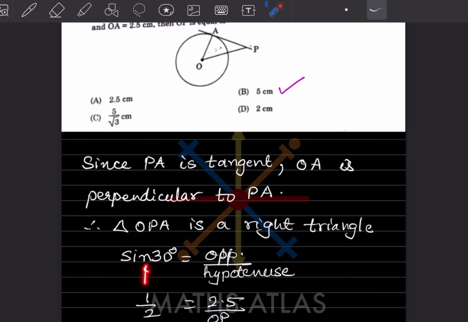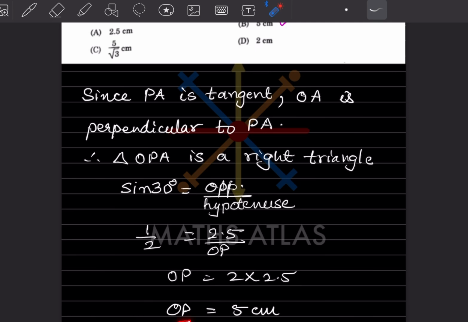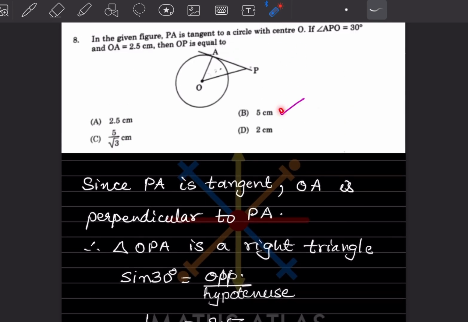And you know these are the standard values: sine 30 is 1 by 2. For 30, 45 and 60, the values are 1 by 2, 1 by root 2 and root 3 by 2. So this is going to be 1 by 2. When you cross multiply, OP is going to be 2 into 2.5. So OP will be 5 centimeters. So this is the correct option.